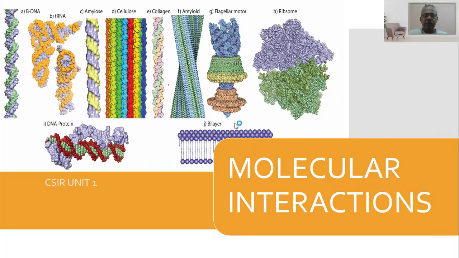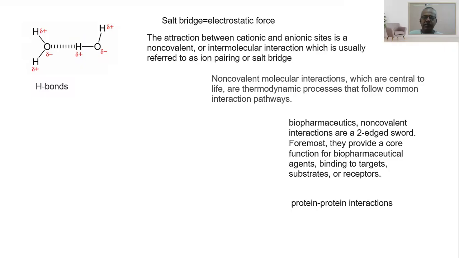And also there are various proteins and molecular structures such as amylose, cellulose, collagen, amyloid, and the flagellar motor that have molecular interaction. Ribosome you can see in the 3D structure. Ribosome is a very good example of molecular interaction and is often asked in the examination.